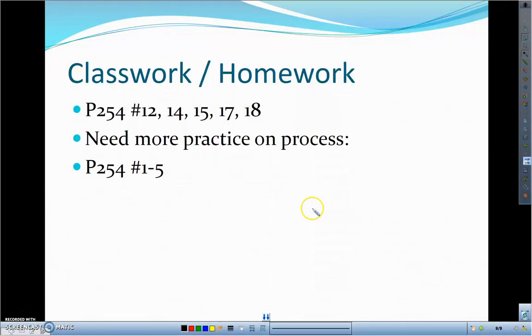That's it for this lesson. I would encourage you to do these questions. These are mostly application problems. But if you feel that you need a little bit more practice on the process, then I'd encourage you to do page 254, numbers 1 to 5. And that will go through more of the things which we've done in this lesson. The next lesson that we do for this unit should be focused on application problems.